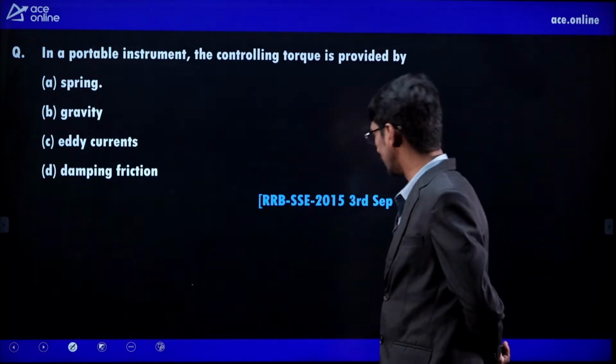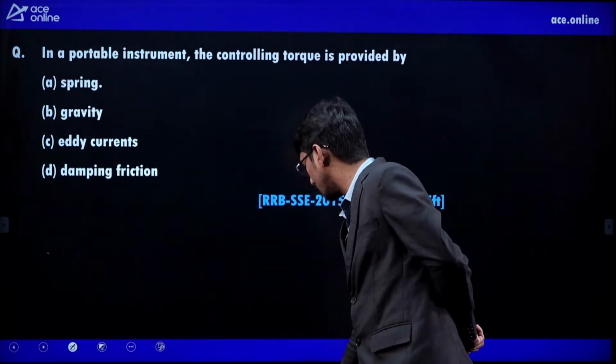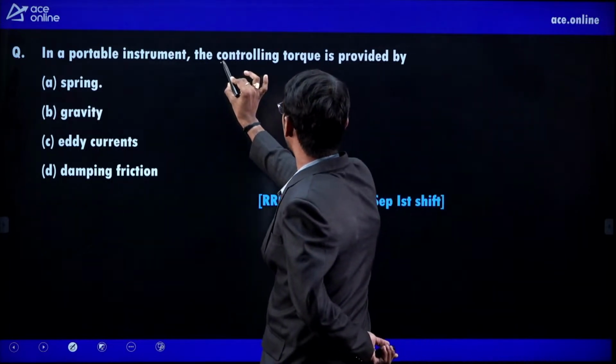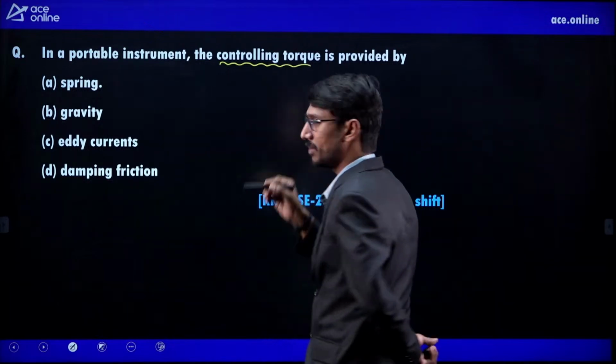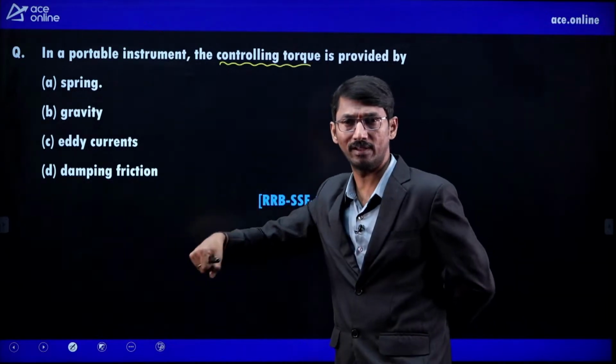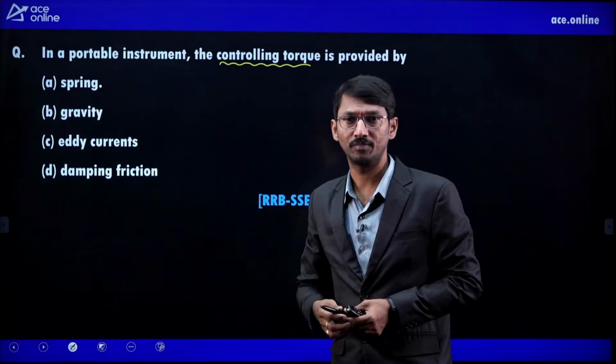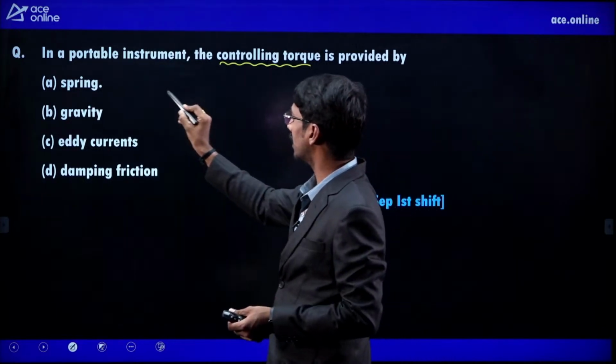In a portable instrument, the controlling torque is provided by. Portable instrument means simply we can carry this as a portable device. In that, which type of controlling torque can we prefer? Already we know that: spring control method.